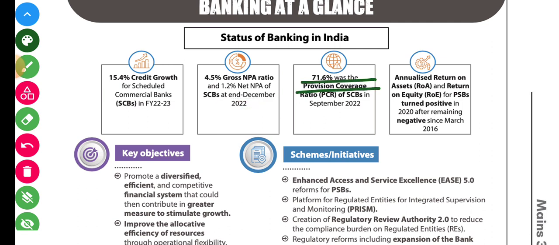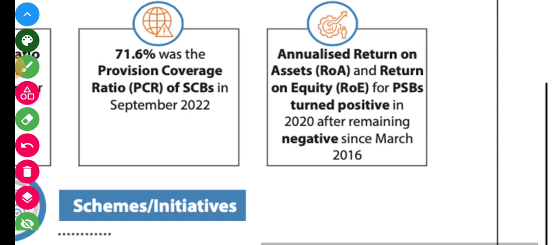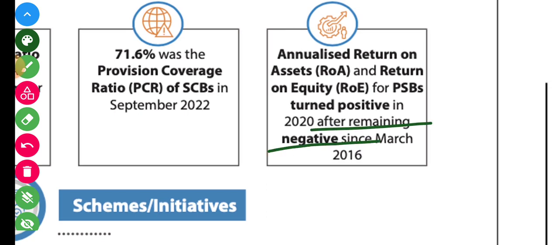71.6% was the provision coverage ratio of scheduled commercial banks in September 2022. Annualized return on assets and return on equity for public sector banks turned positive in 2020, after remaining negative since March. So keep this in mind.